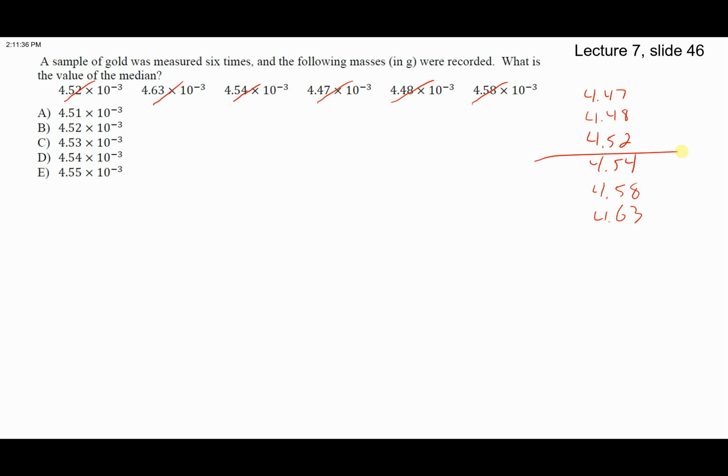So the median is the one in the middle, but because it's an even number, we don't have the one in the middle. So we take the average of the two that are between, and if we took the average of 4.52 and 4.54, we would get 4.53, the number right between them. Okay.